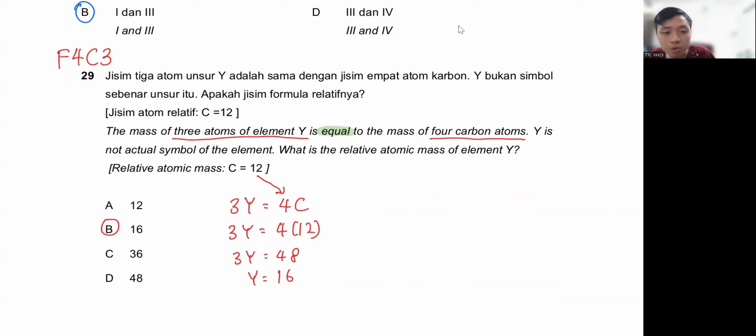Question 29 is from Chapter 3. It's just a calculation. 3 atoms of element Y equal 4 carbon atoms. So 3Y equals 4C. C equals 12, given already. So you can just find Y. What is the relative atomic mass of Y? You can just calculate and find out.